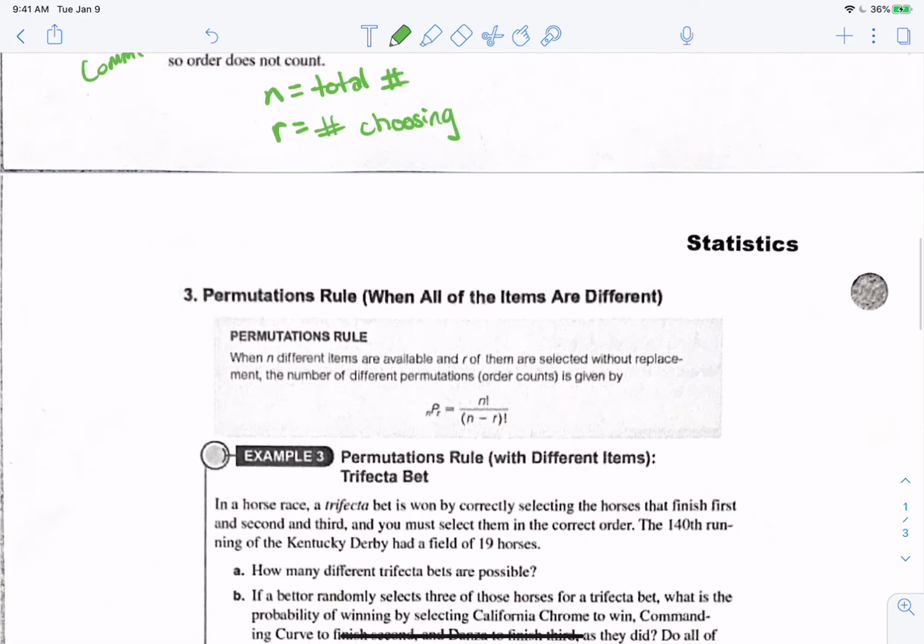All right, here is the formula for permutation. I'm not going to make you do that. You just use your calculator, because there's no way of me preventing you from using your calculator. So we're just going to do that.